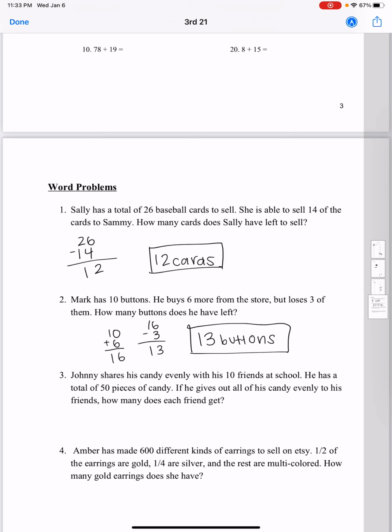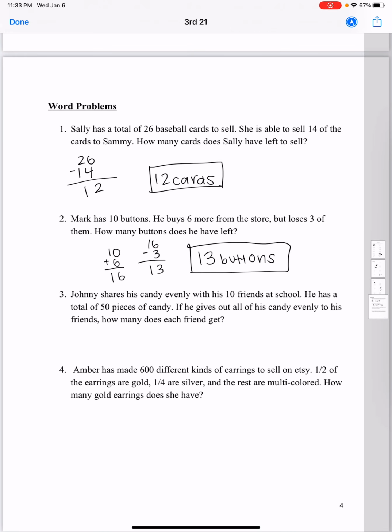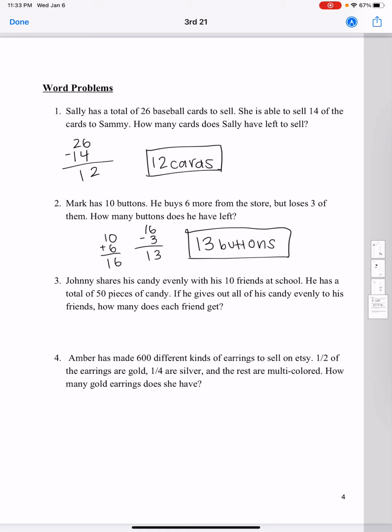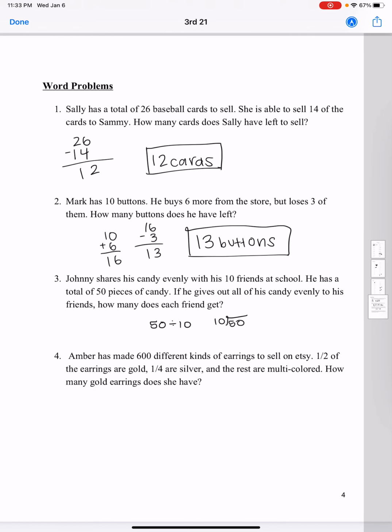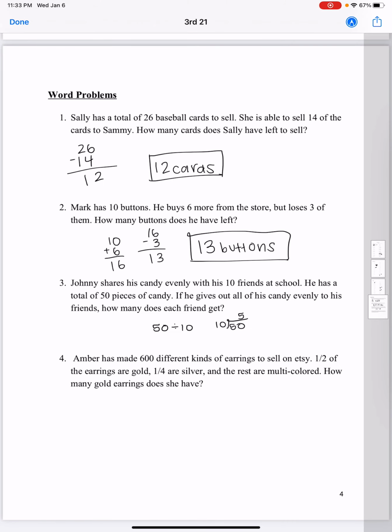Johnny shares his candy evenly with his 10 friends at school. He has a total of 50 pieces of candy. If he gives out all of his candy evenly to his friends, how many does each friend get? So he has a total of 10 friends and he has a total of 50 pieces of candy. So in this case, we would do 50 divided by 10. How many times does 10 go into 50? It goes in 5 times, which means that your answer should be 5 pieces each.